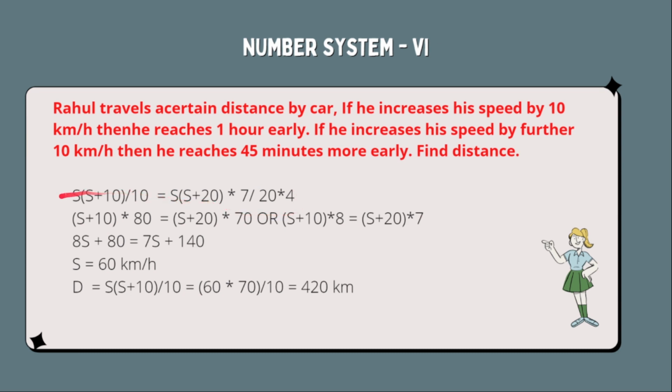Solve this equation and you see if you get the same values, s equal to 60 km per hour or not. The question is find the distance. This is speed. To find the distance, we have to put the value of speed into the distance equation. Distance equation is d equal to s into s plus 10 divided by 10. Put this value and you will get 420 km.